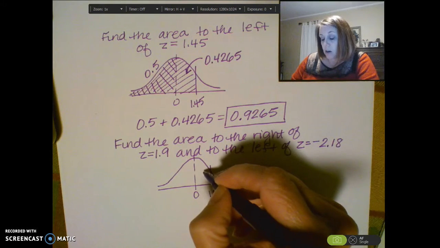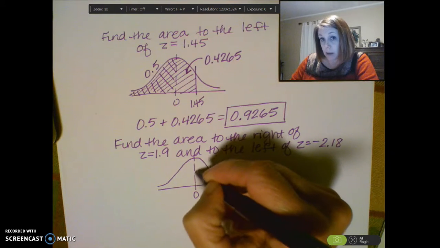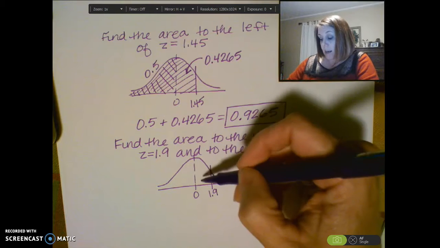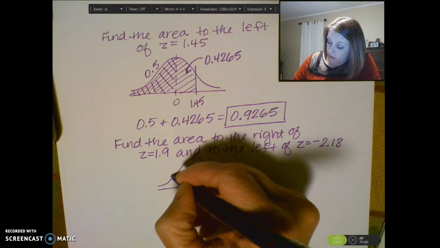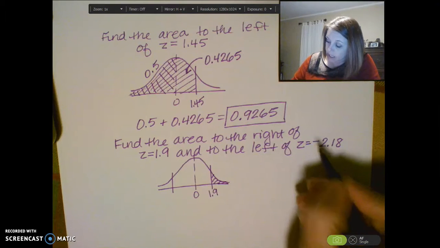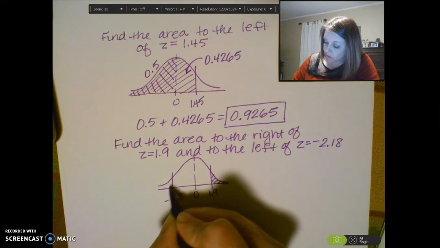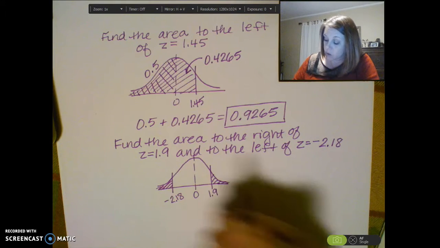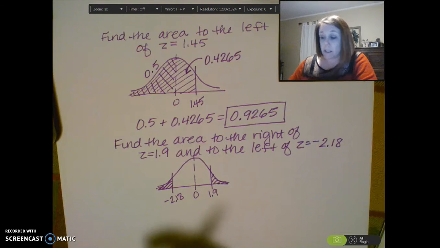Well, we've already determined that to find the area of that tail, we take the area given in the table, between 0 and 1.9, and then subtract that from a half. Likewise, on the left, we have a z-score of negative 2.18, and we want to go to the left of that. So there again, the same process applies, it's just a different value that we're looking up in the table.